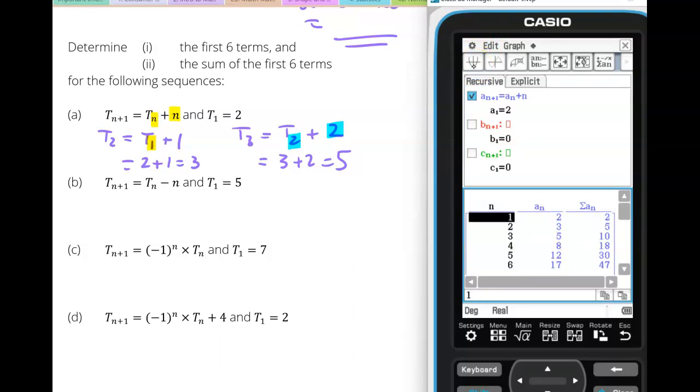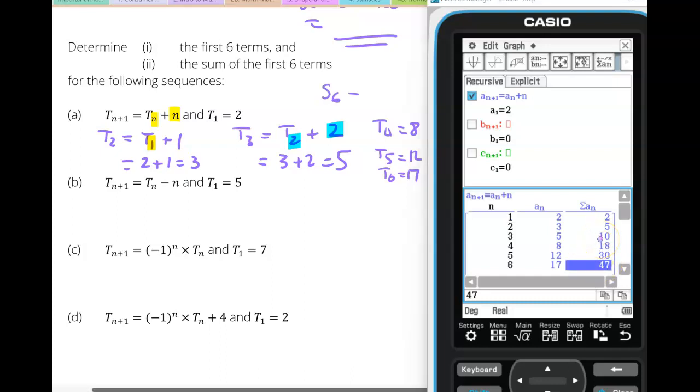So you can see here, 2, 3, 5, and then the next, 8, 12, 17. We want the first 6. That's what it asks for in the question. So term 4, from the calculator, it tells us it's 8, term 5 is 12, and term 6 is 17. So just slightly different. And then it did ask for the sum of the first 6 terms, which is 47. Reading that straight off here, S6 is 47 for that sequence.